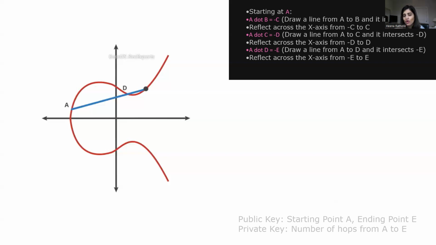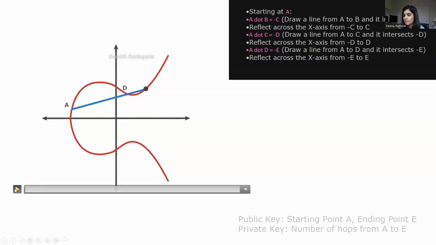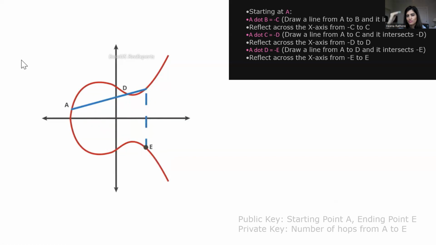So when we call this billiards moves on 2 points, we do a dot product. So A dot B will achieve a value which is minus C. When we draw a line from A to B, it intersects a point called minus B, which is hitting to the other side, and that's what it basically says.